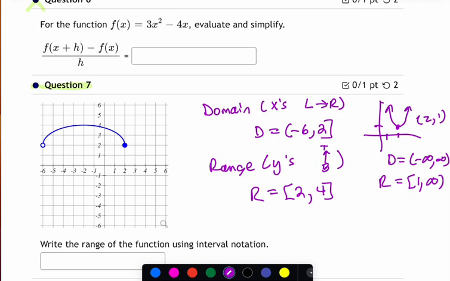And then you can also think, I can plug in whatever x I want into a polynomial. So the domain is all real numbers. You can write that with the little R symbol, or you can write that as negative infinity to positive infinity. So there is question 7.